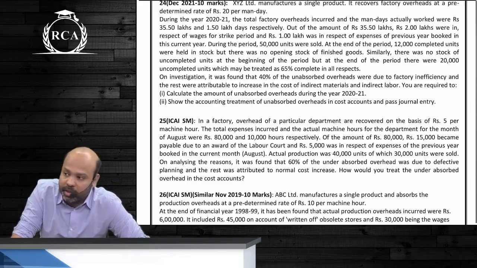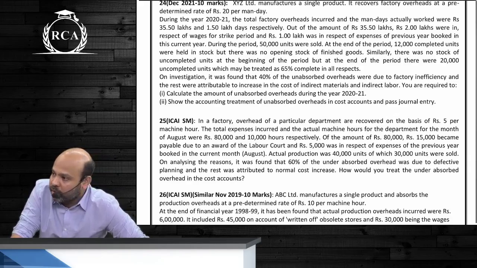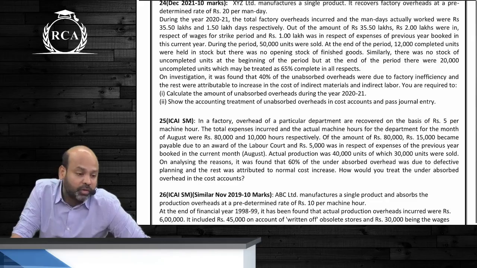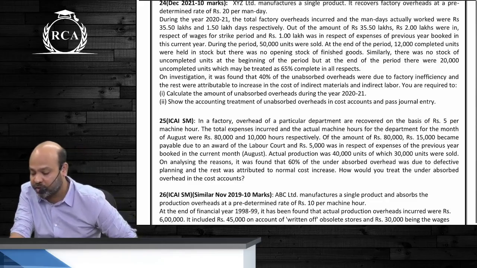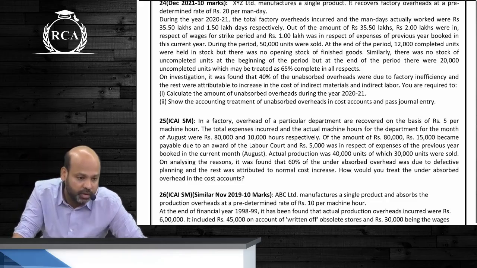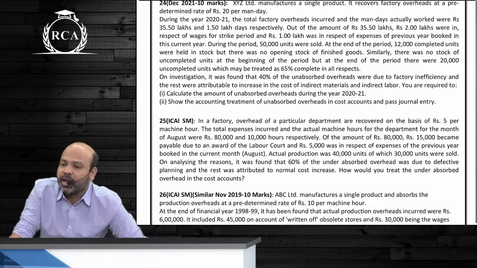How much is left, beta? Out of 2,50,000, 1 lakh, beta, is going to P&L account. The leftover amount is 1,50,000. This will be absorbed on the basis of number of units manufactured during the year. How many units? 75,000. 1,50,000 divided by 75,000.